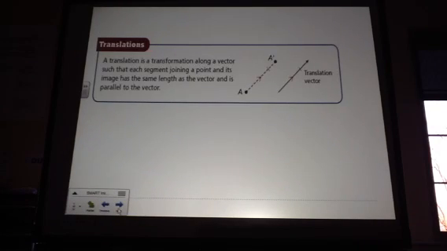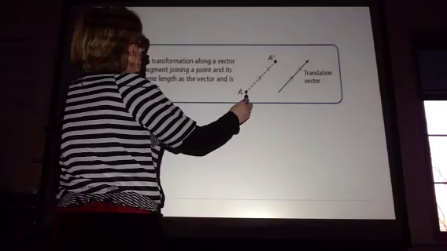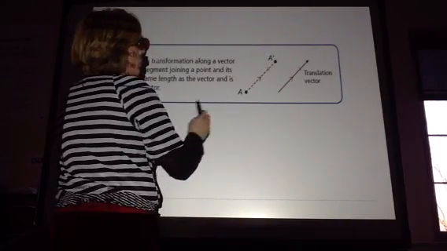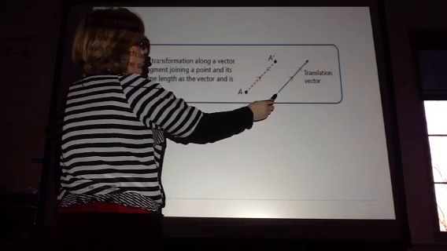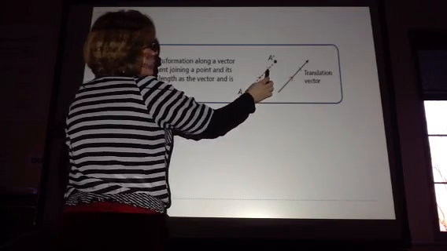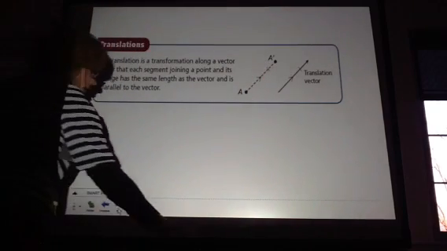All right, translation. A translation is a transformation along a vector. We just learned vectors at the end of Unit 8, such that each segment joining a point and its image has the same length as the vector and is parallel to the vector. Okay, so we have point A, and we're going to translate it to A prime. What we did is we used this vector here to translate it. So here's one vector, two vectors. So it looks like you doubled it there.